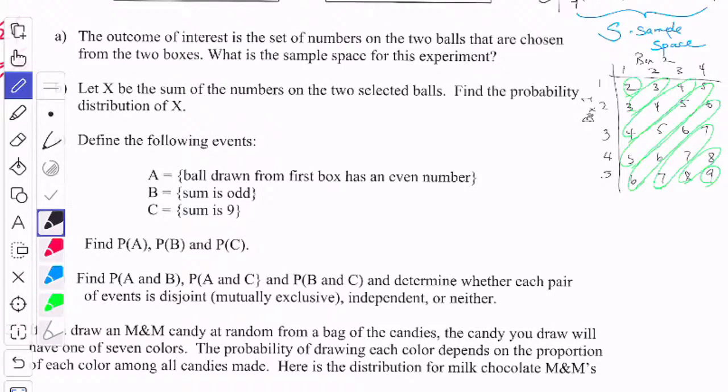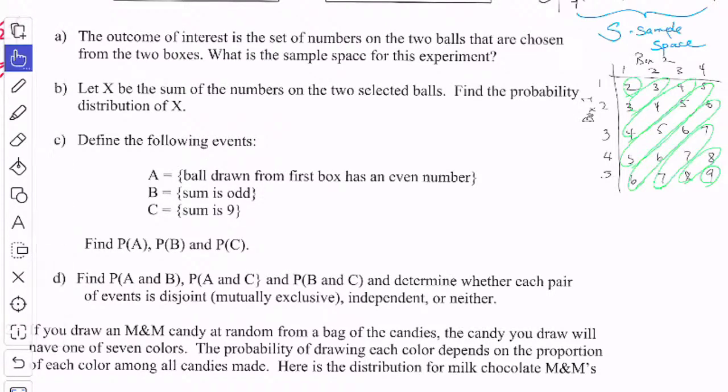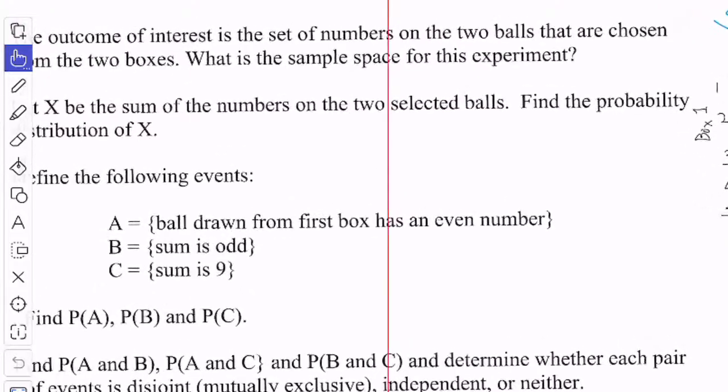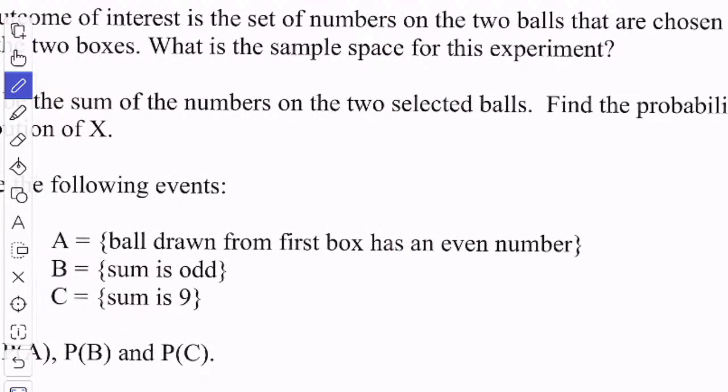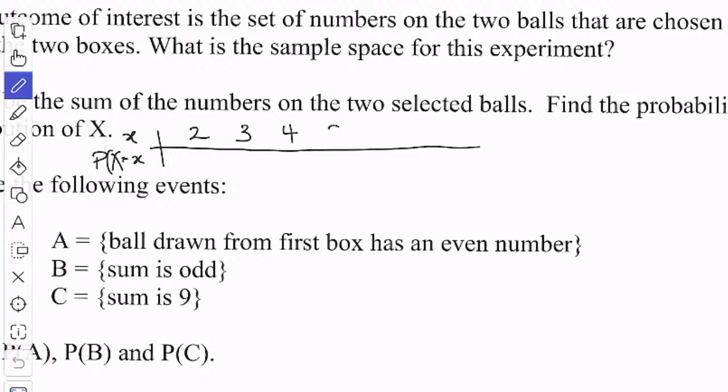I'll just put it right here. I'll make it a little bit bigger. So I'm going to say the probability x equals little x, and this is little x. The outcomes are 2, 3, 4, 5, 6, 7, 8, and 9.